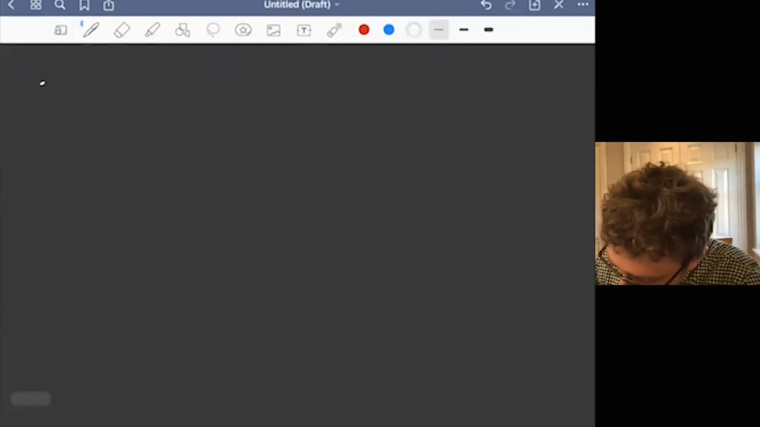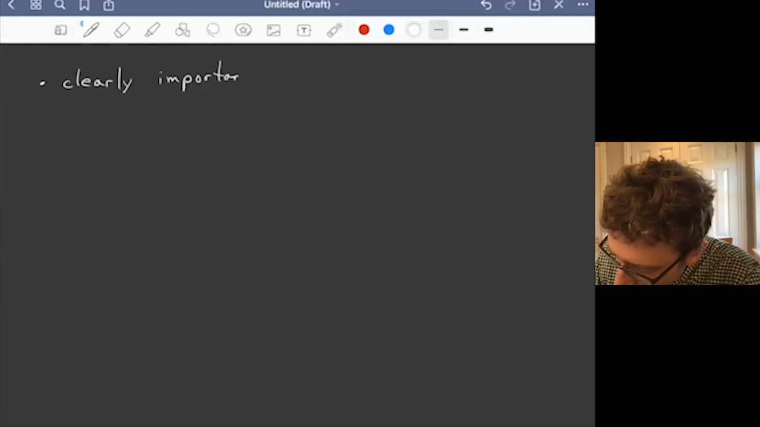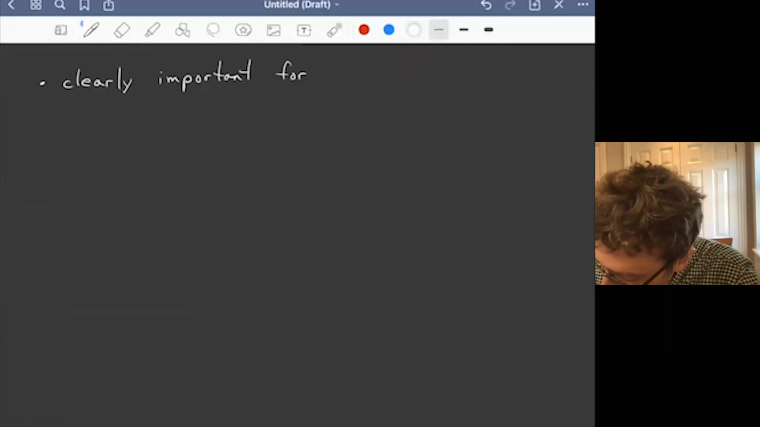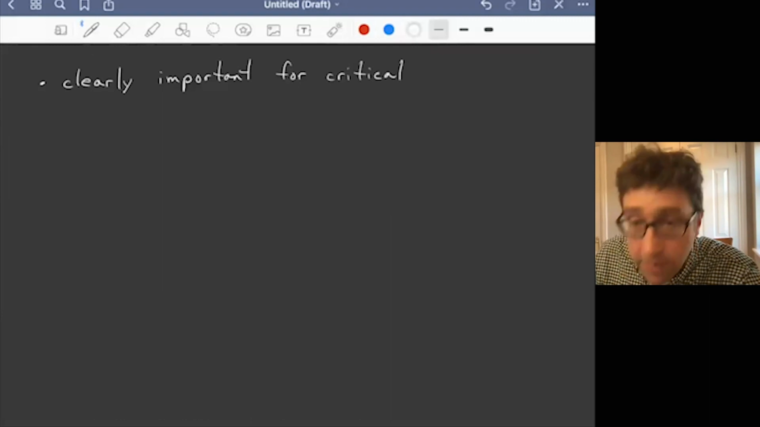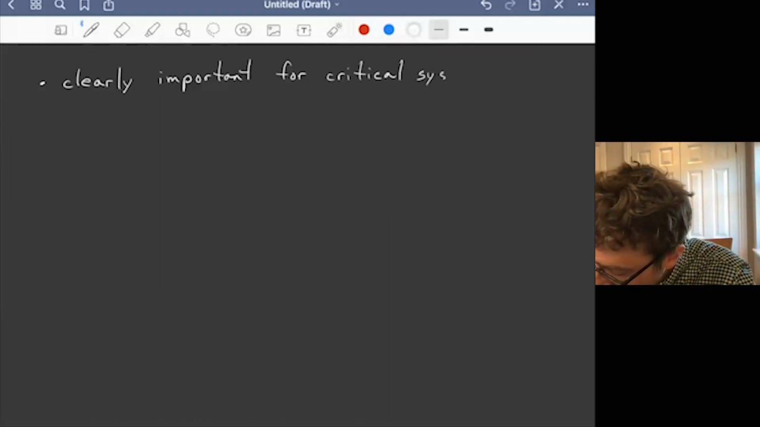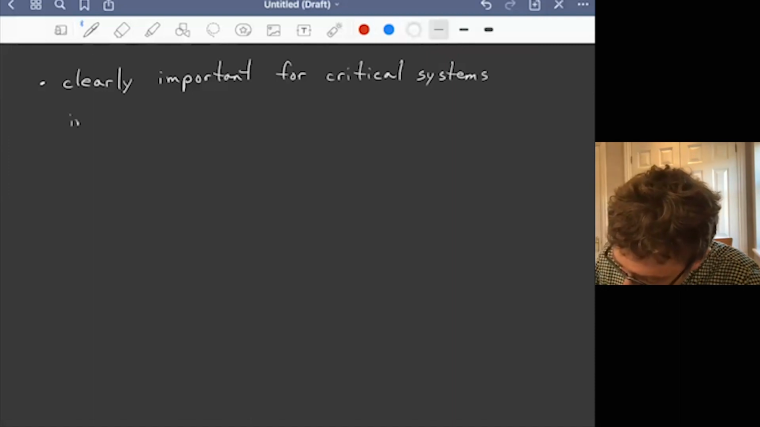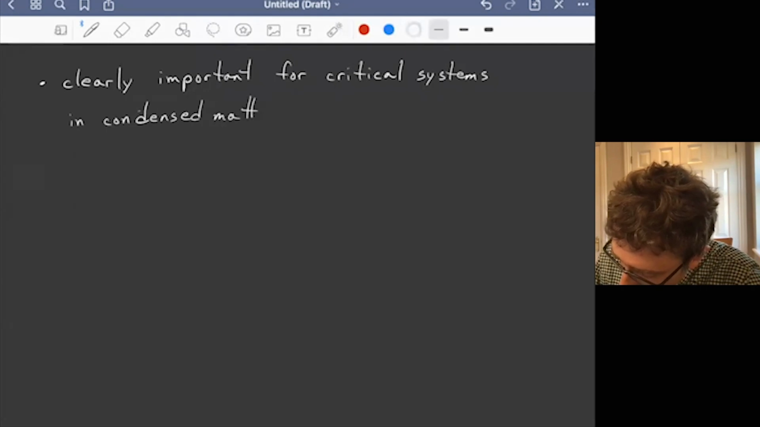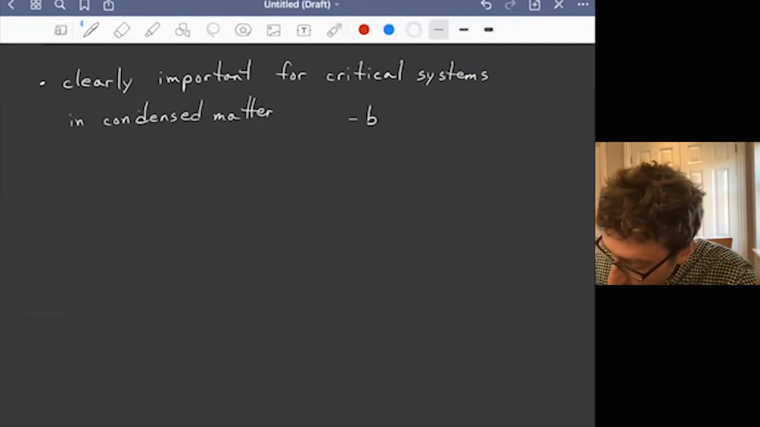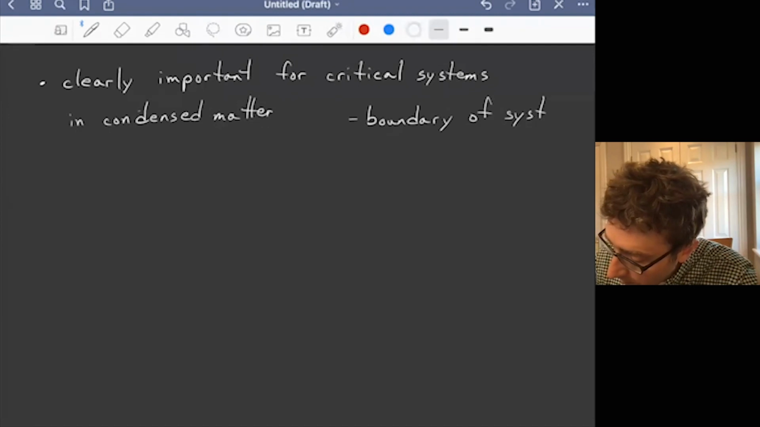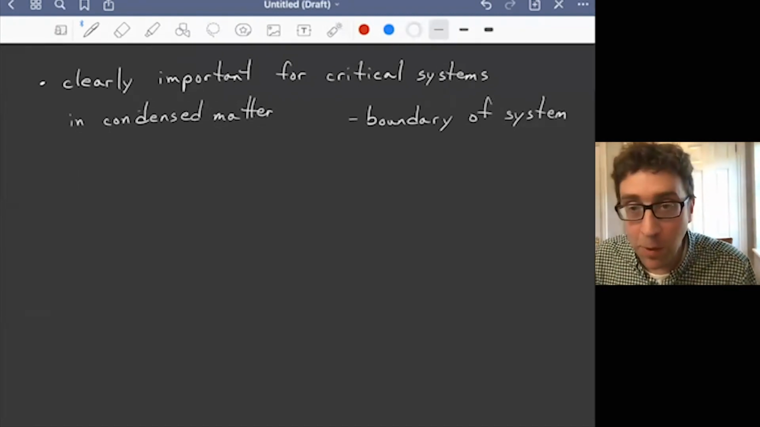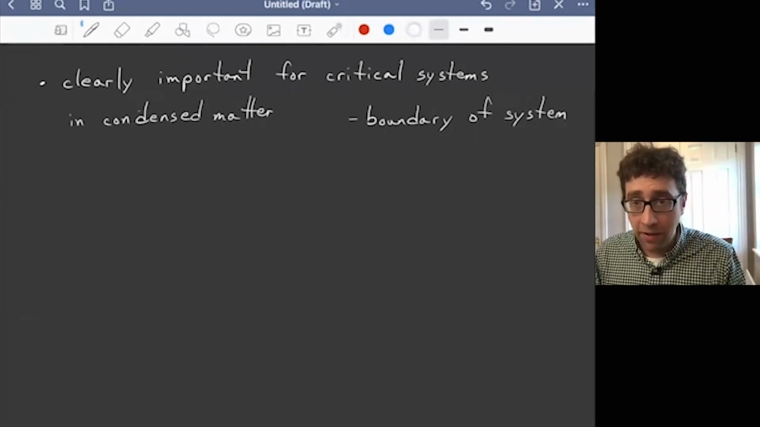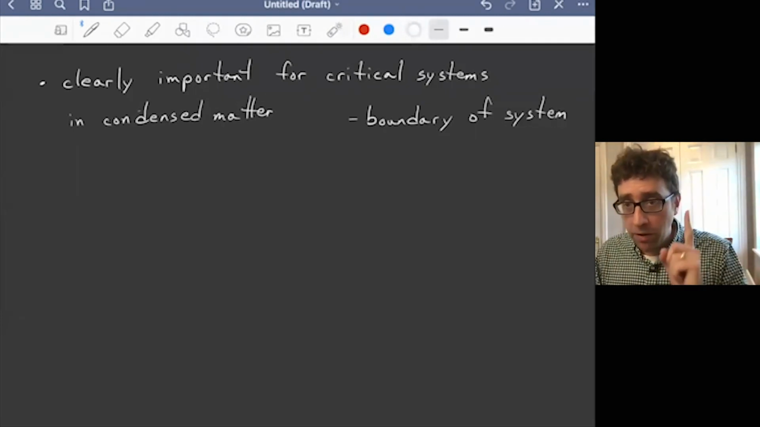Well, there's one obvious use, which is it's very clearly important for critical systems. It's critical phenomena I was emphasizing a few minutes ago. These systems, they're not infinite in extent. And so if you set up some system at a critical temperature, it will have a boundary, and it would be nice to understand how that boundary will affect the physics. So that's one very clear use.